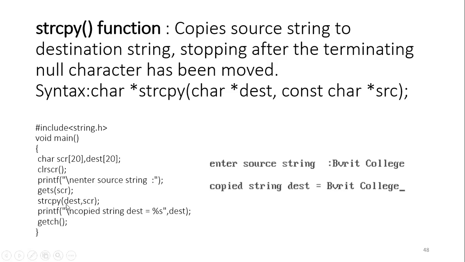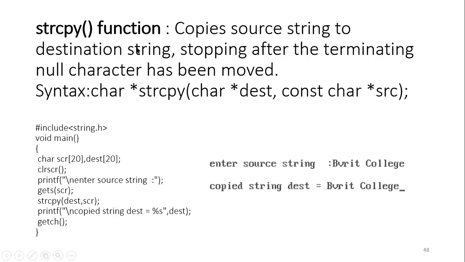I'm using the built-in function strcpy, which is present in string.h header file. strcpy destination comma source. So what is the source string containing? Source string is containing bvrit college. The characters of this bvrit college are copied into destination string.